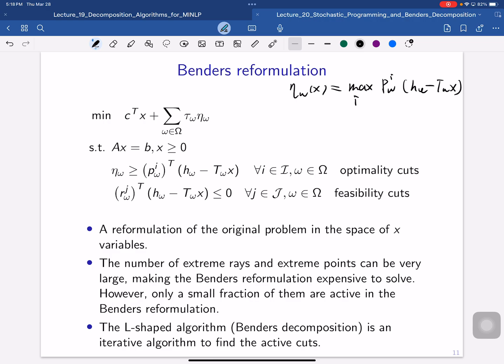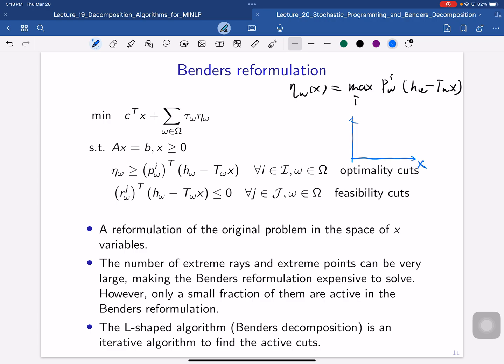But since this max function is not a linear programming problem, you cannot have a max in a linear programming problem. So you need to translate the max into linear inequalities, right? So this is equivalent to saying that eta omega is greater than or equal to each piece of this linear function. If you want some geometric intuition, this function is taking the max over a bunch of linear functions, right?